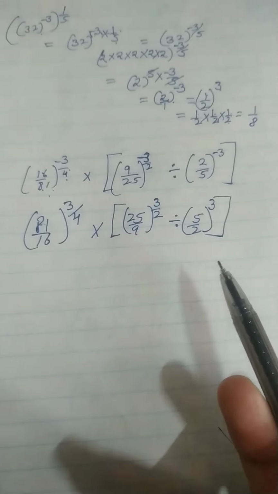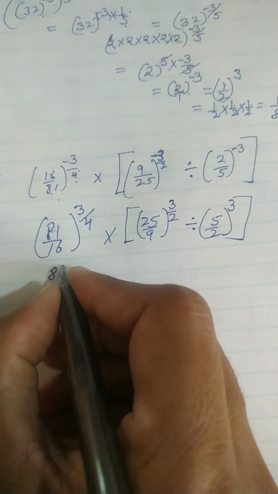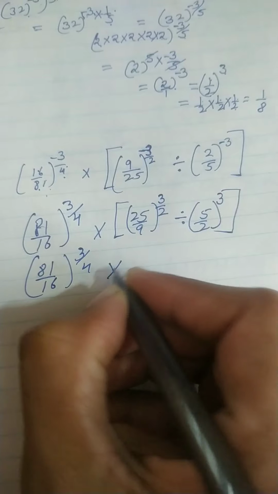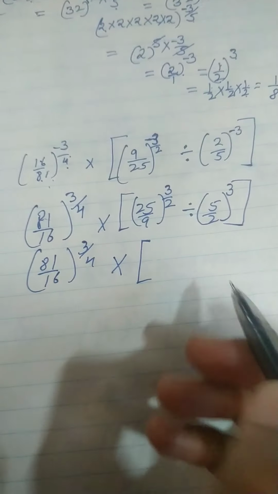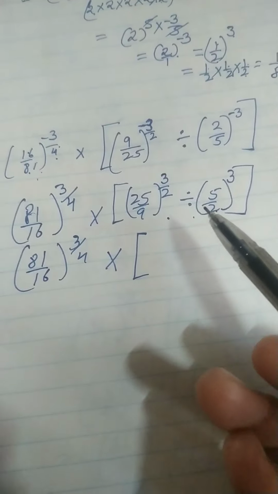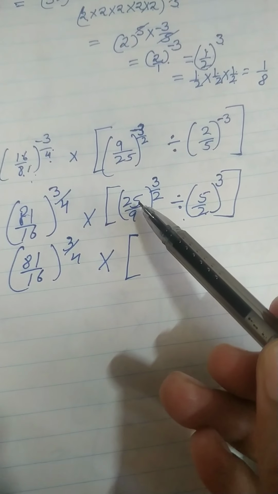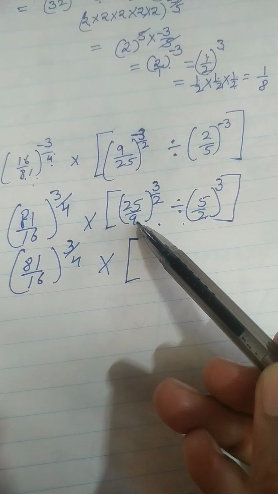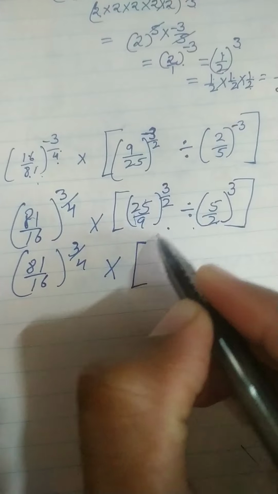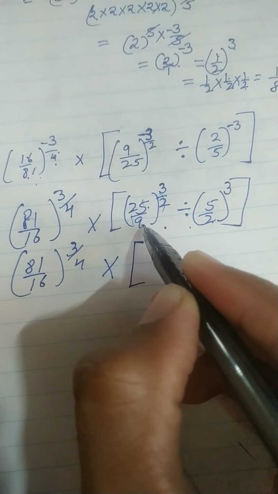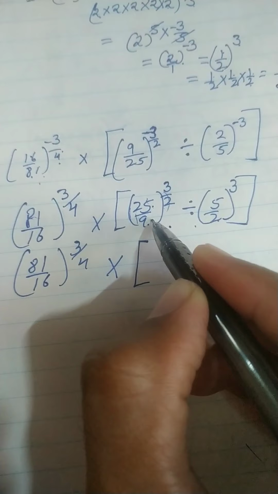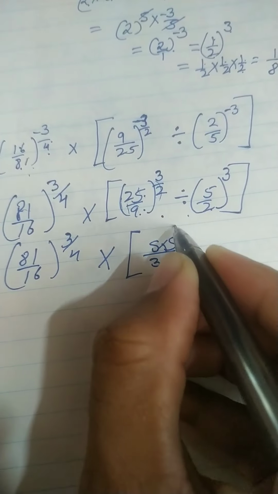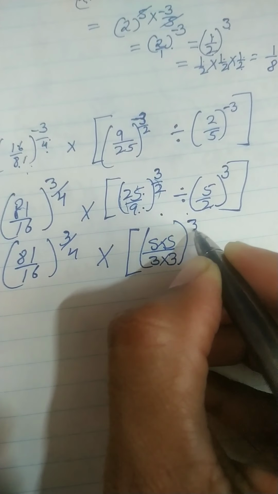According to BODMAS, firstly we will solve the bracket. In the bracket we have two terms that are dividing. Firstly we have to solve the power only. We have to make factors of 25 as well as of 9 because it is the common power of 25 over 9, or you can say common power of the fractional number. 25 can be written as 5 into 5, 9 can be written as 3 into 3, and the whole power is 3 over 2.